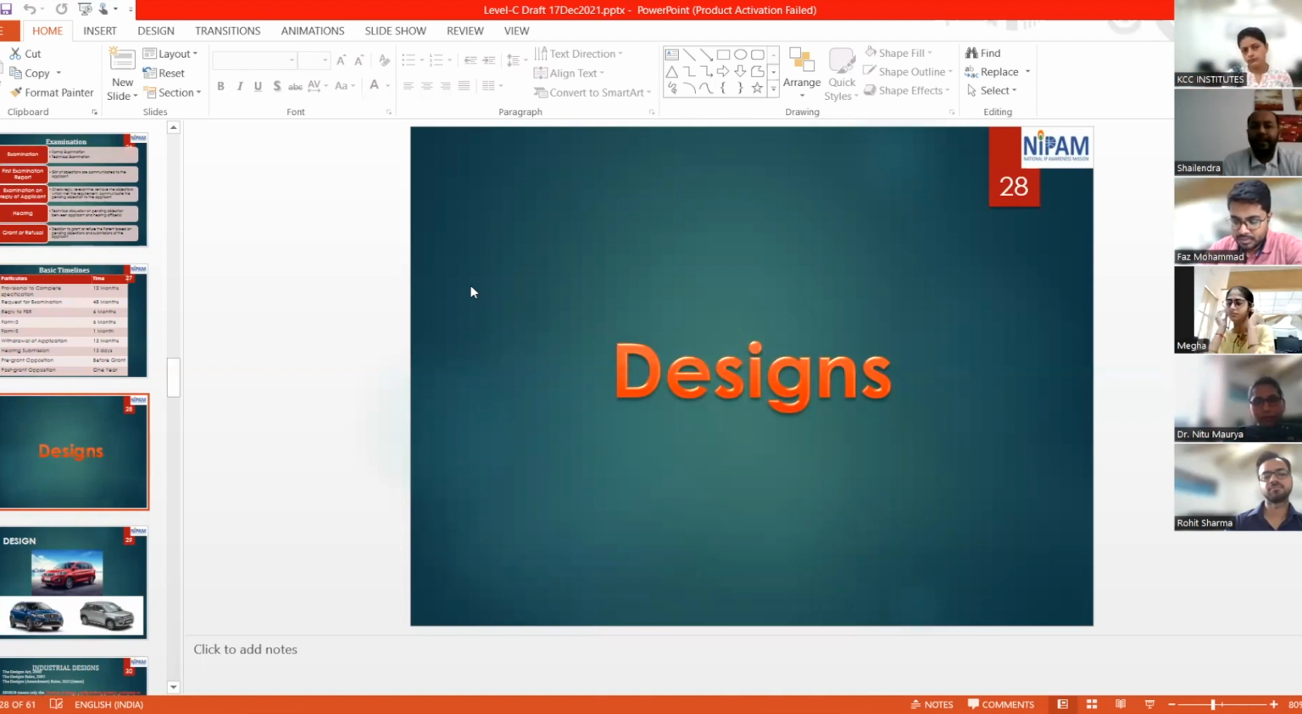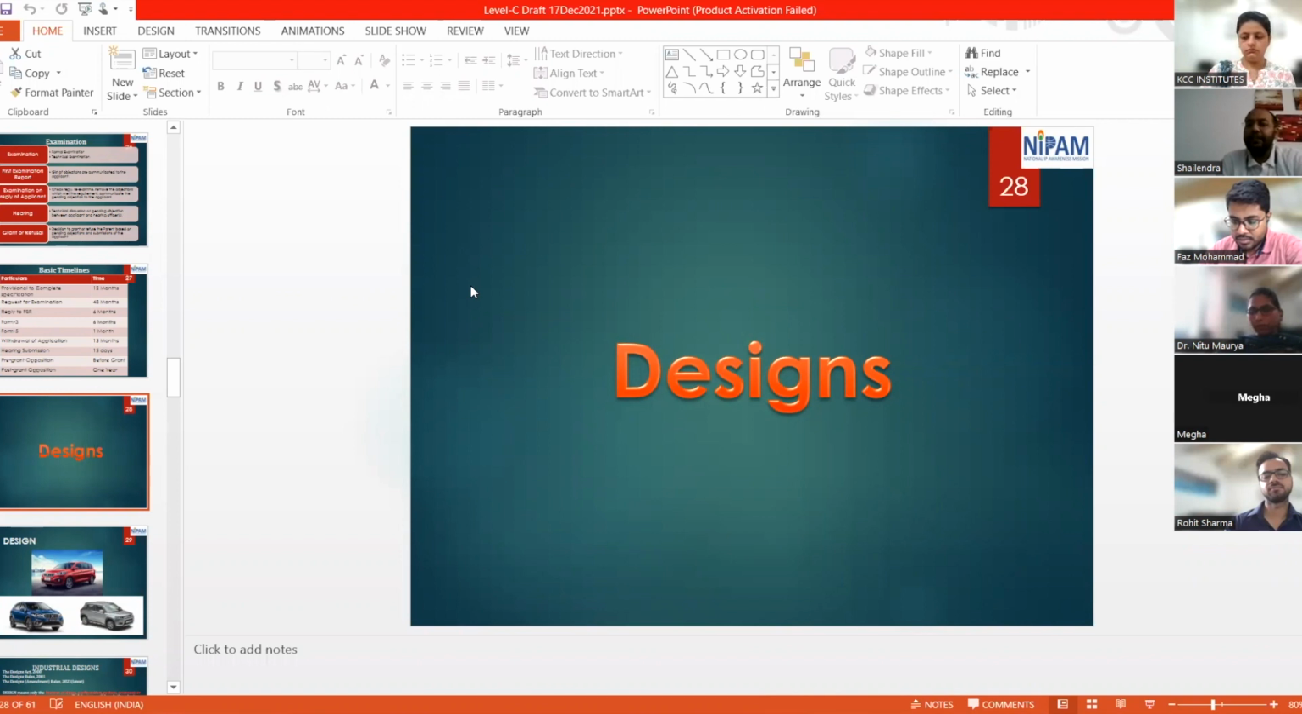So I will just talk some basic things about the other IPs, and we will wind up the session. Now the second IP that we have is the designs. Now that is a very big difference between the patent and the design. Now in the patent, we were talking about technology, or maybe any innovation, or maybe any solution that you are giving to a prior art. Now what is design? Design is basically any aesthetics of any product which is new, means any product which has a new aesthetic, new looks, basically comes under the design.